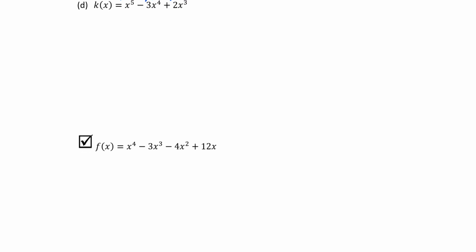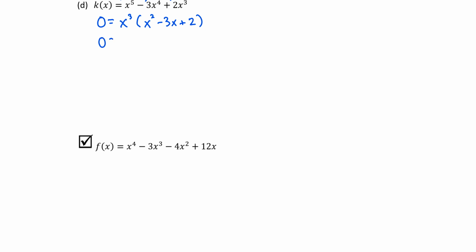Example D, the problem is the same. Find the zeros. So we're going to set the function equal to 0 and solve for x. Now, these 3 terms have a greatest common factor of x cubed, so I'm going to start by factoring that out.